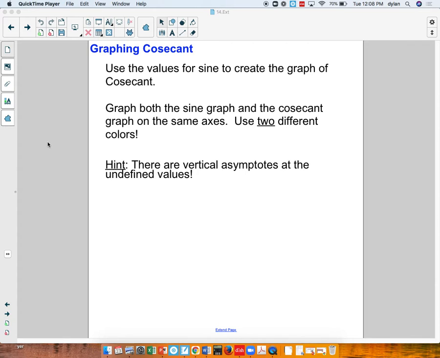And for cosecant, basically, the key here is to remember that cosecant is the reciprocal of sine, which means that we can use the values for the sine graph to create the graph of the cosecant graph. And typically what we're going to do is graph them together using different colors. And generally, especially once you get good at this, you'll only need to graph the 5 critical points for sine in order to create the cosecant graph.